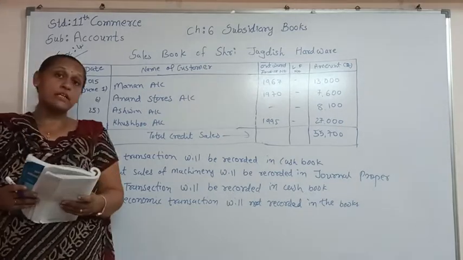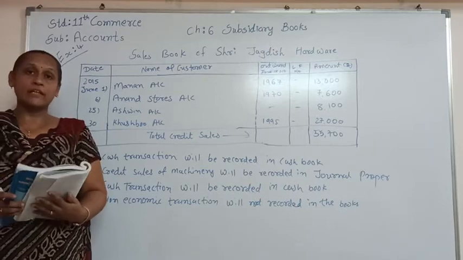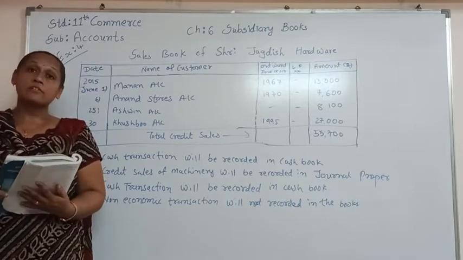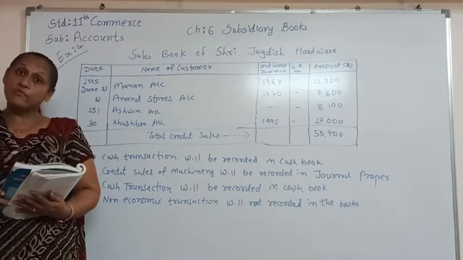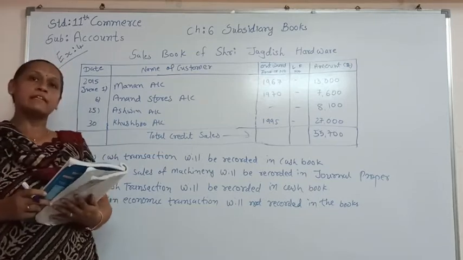Then we are going to see the Columnar sales book. In that, the very first is the Columnar sales book for different types of goods. Then we will see next.